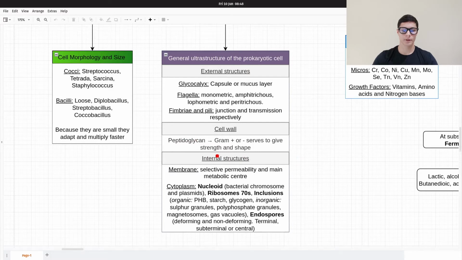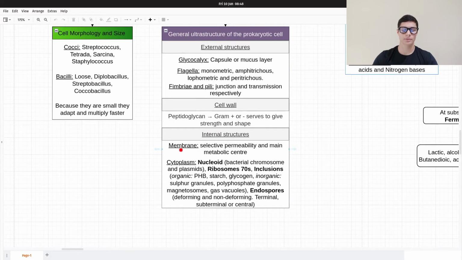Internal structures, well, we have the membrane, of course. This is not the membrane, this is the membrane. Inside of the cell wall we have the membrane, which has selective permeability and is a metabolic center, because from the membrane the bacteria obtain energy, like if they were mitochondrions.